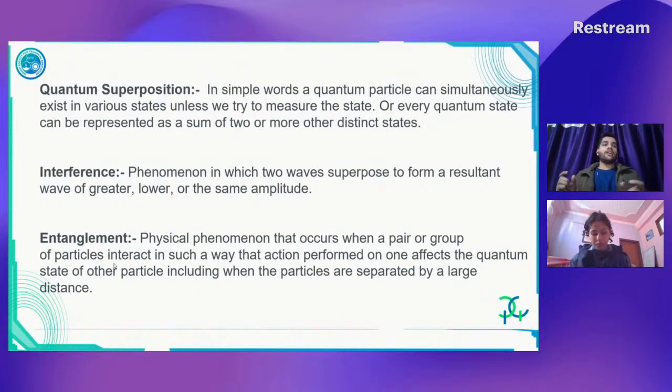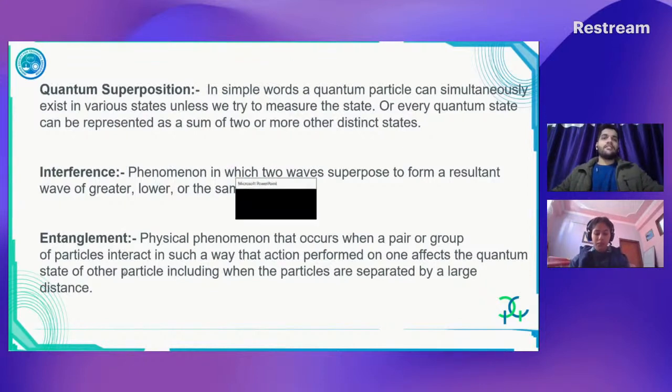Like if we have entangled two electrons in such a way that their spins always remain opposite, then they are entangled. And it doesn't matter how much distance we place them at. They are always entangled, and Albert Einstein called this the spooky action at a distance. So let us end this.